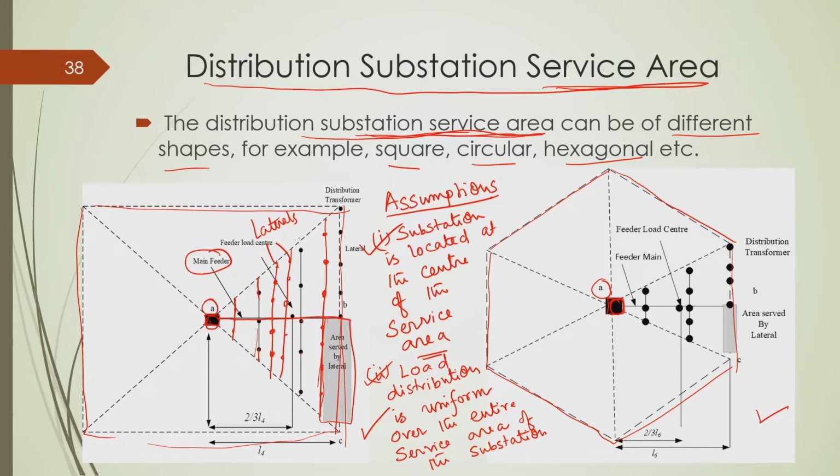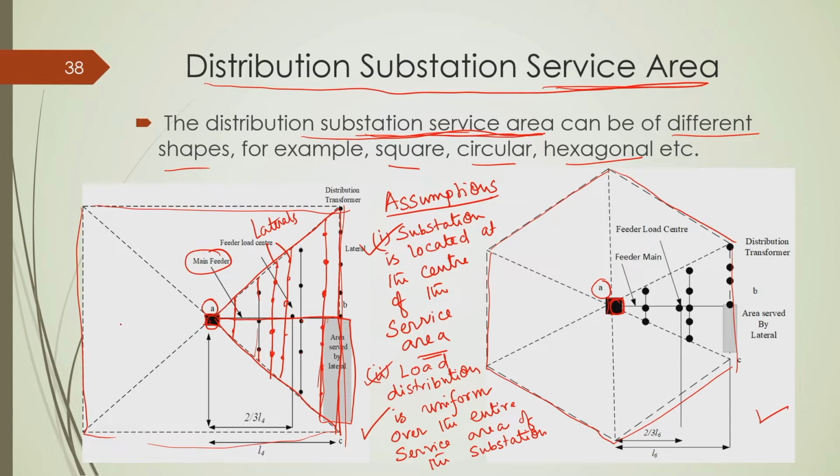Similarly, we have many laterals along this main feeder, which constitute a triangular shaped service area under this feeder. So, if you look at this example, you can see that the service area under this particular feeder is a triangle. Okay.